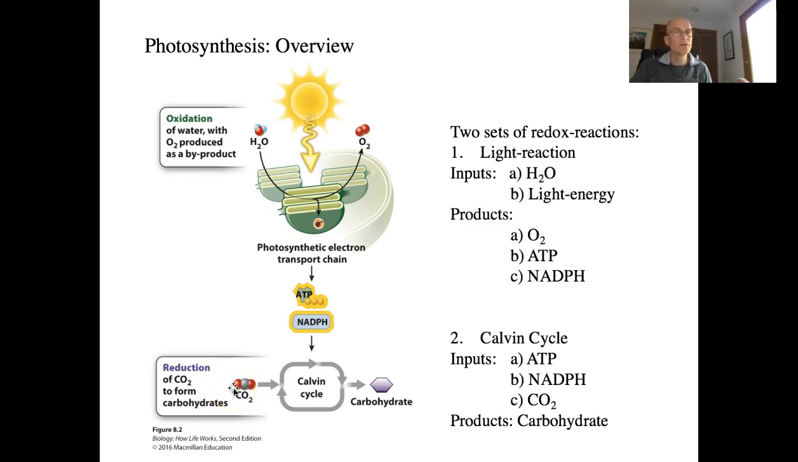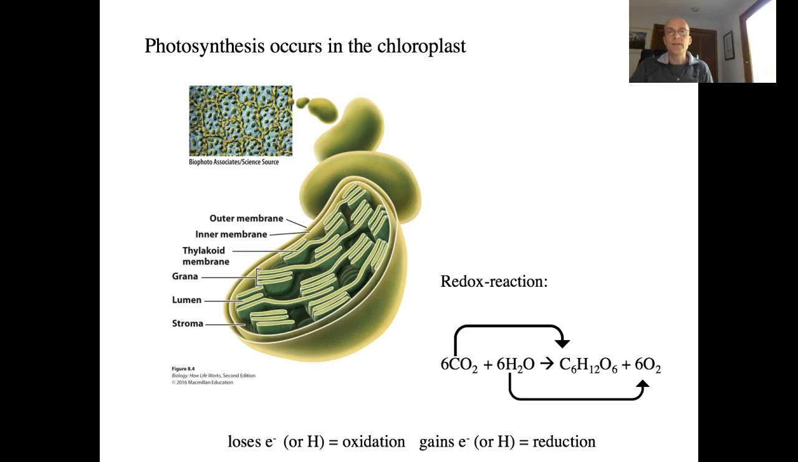So hydrogens are added onto carbon dioxide to produce the sugars. And so in the end, we have energy, water, carbon dioxide, producing carbohydrates, and oxygen. All right, so let's take a look where this is all happening.